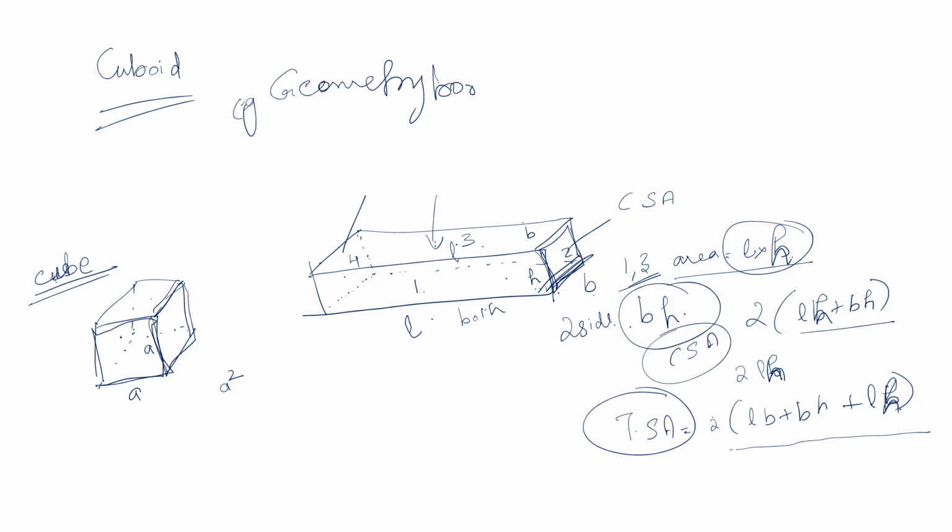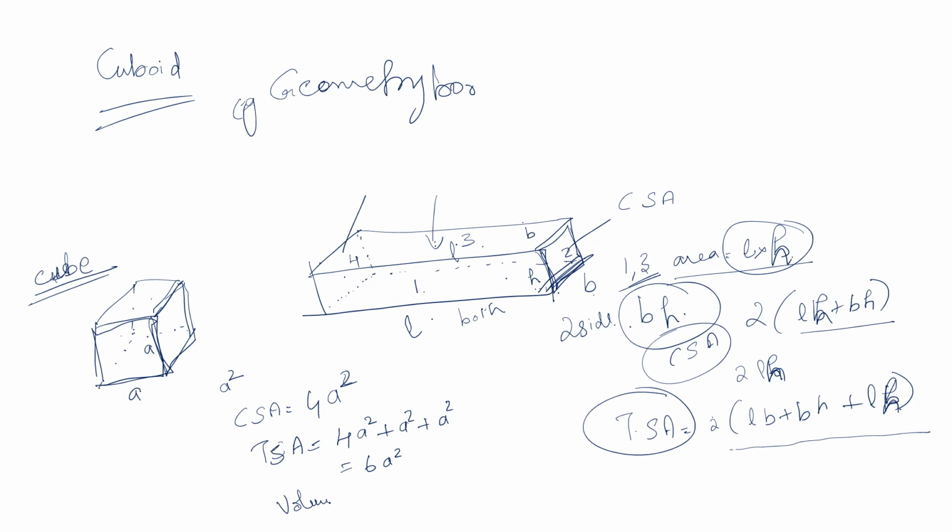How many sides are there for the curved surface area? 4 sides. So 4 times A square will become the curved surface area. If you are taking the total surface area, we have to take the top and bottom also. Then that is 4A square plus top 1A square and then bottom 1A square. So this will become 6A square. Okay. So what about the next one?